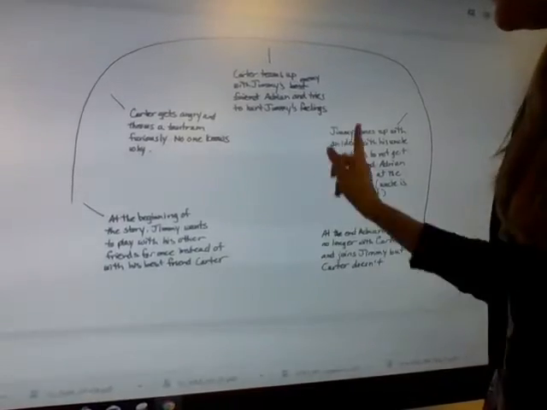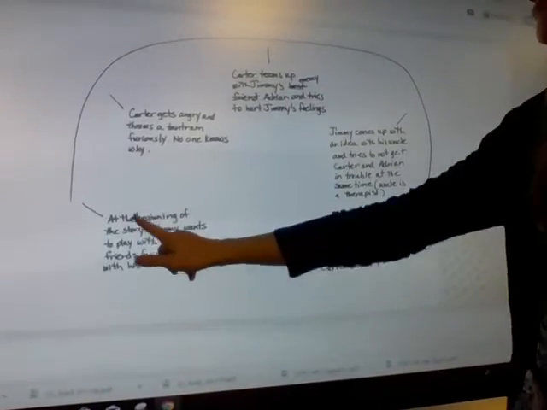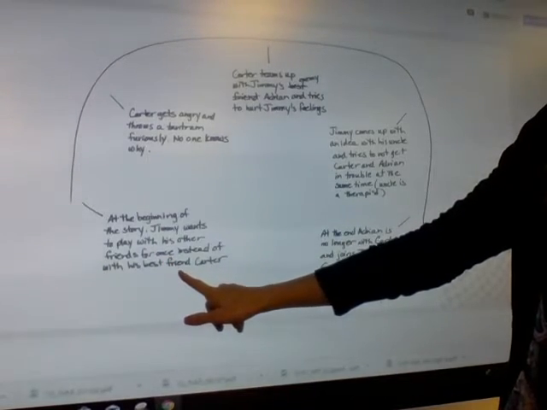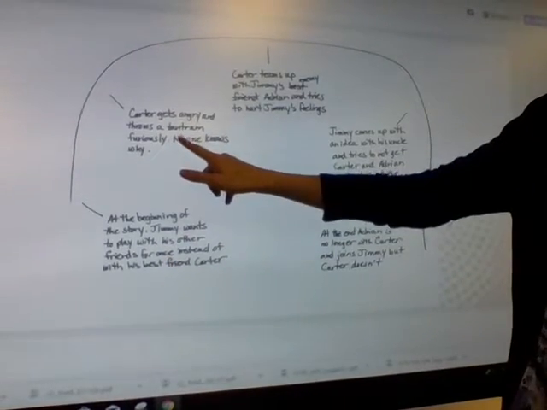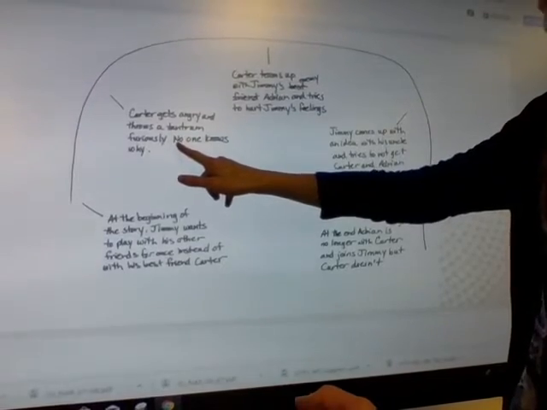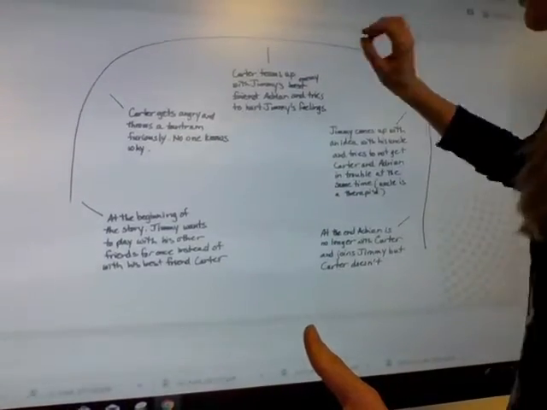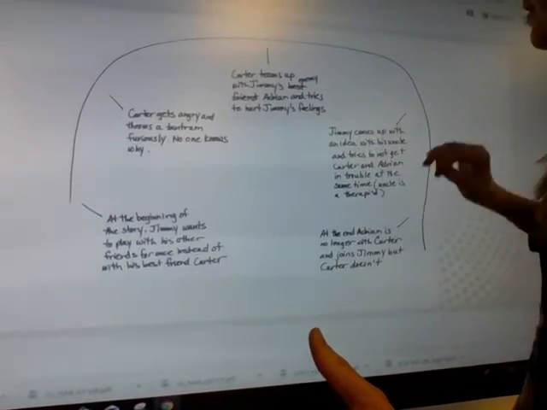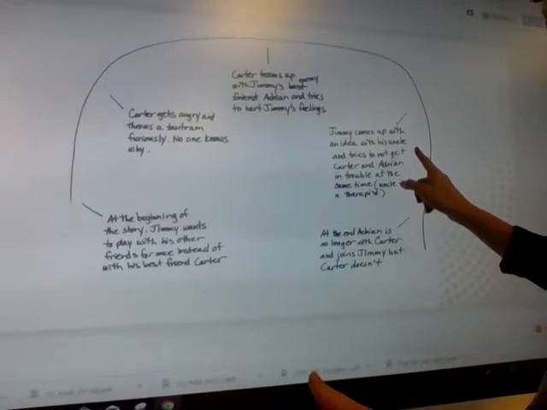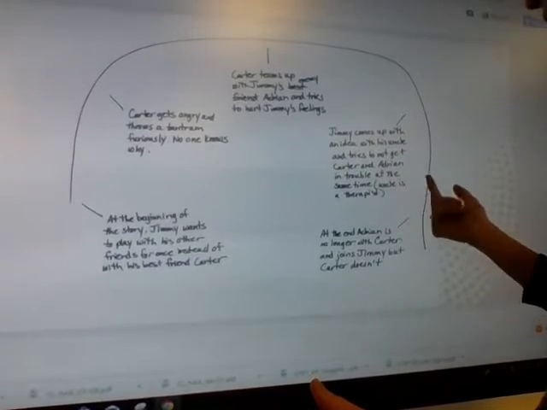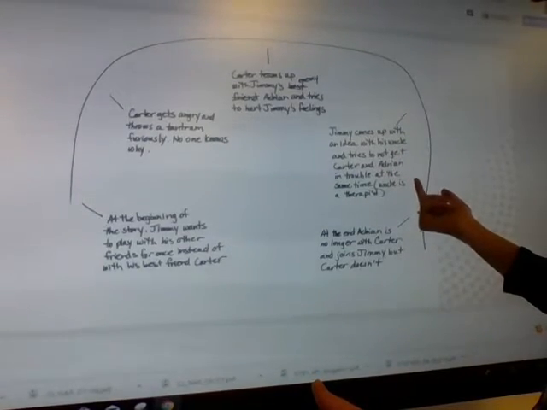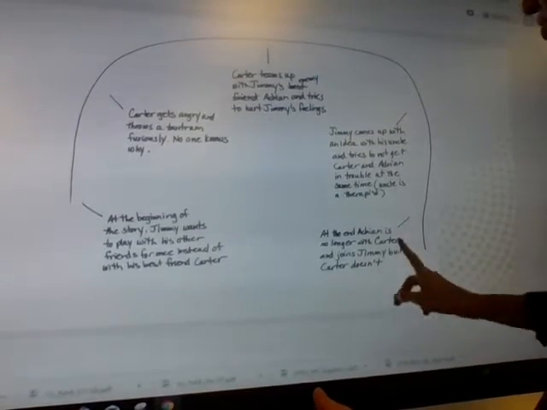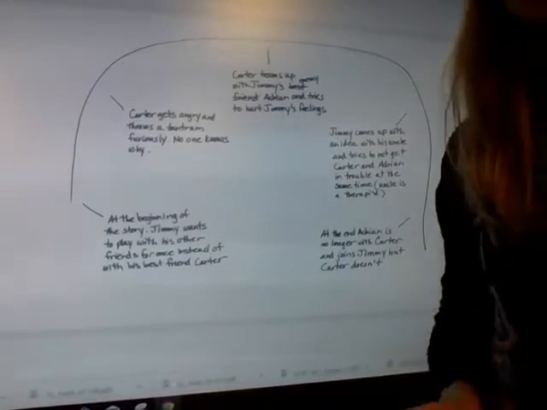So in this story arc, a writer wrote, at the beginning of the story, Jimmy wants to play with his other friends for once instead of with his best friend, Carter. Carter gets angry and throws a tantrum furiously. No one knows why. Carter teams up with Jimmy's enemy, Adrian, and tries to hurt Jimmy's feelings. Jimmy comes up with an idea with his uncle, and he tries not to get Carter and Adrian in trouble at the same time. The uncle is a therapist. At the end, Adrian is no longer with Carter and joins Jimmy, but Carter doesn't.